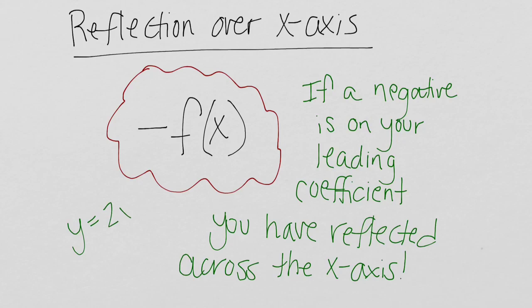If I have y equals 2x plus, let's say, 4, my leading coefficient is 2. It's the first coefficient I have. It's the only one I have here. And it has no negative, so we have not reflected. However, if I say negative 2x plus 4, now this leading coefficient has a negative in front of it, which means all those y values are going to be flipped. So we are going to be reflecting across the x-axis.